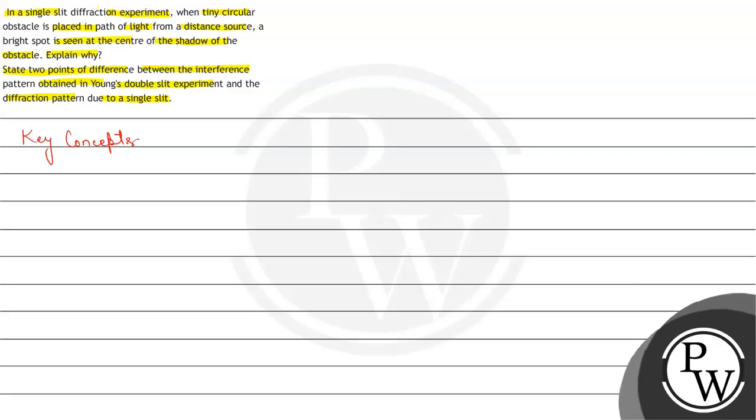So the key concepts behind this question are: first is diffraction. What is diffraction? It is the phenomenon which is caused when light strikes a tiny particle, and when it strikes the edges of the tiny particle, it undergoes constructive as well as destructive interference. And the second key concept is again constructive interference, which I told you earlier.